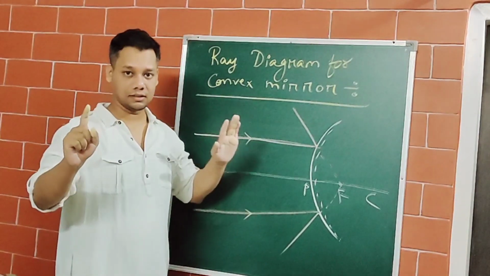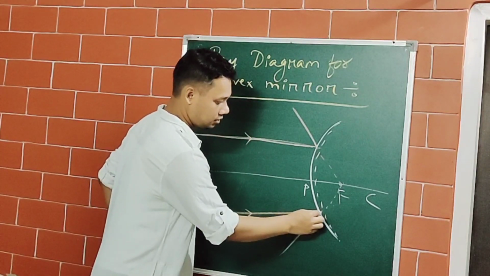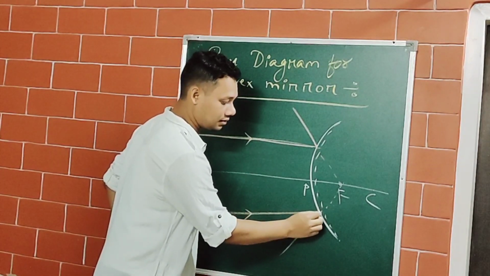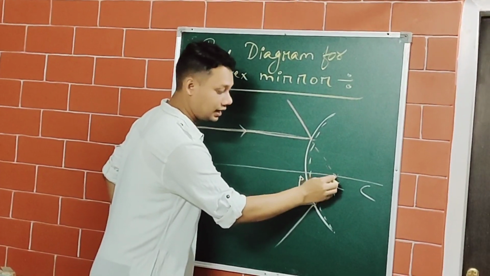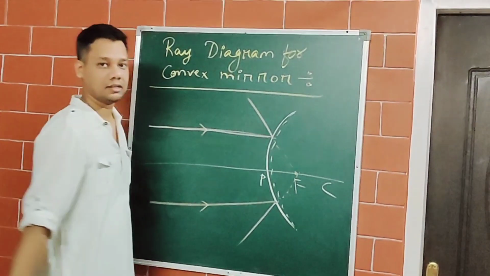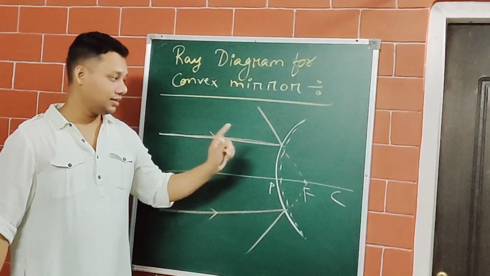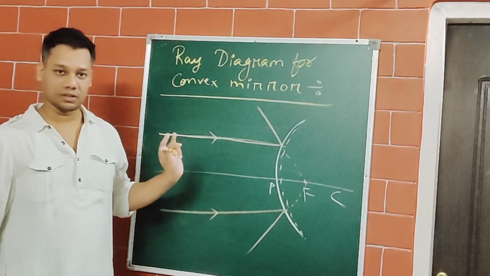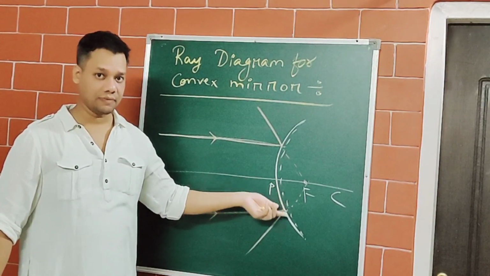But for this we have to extend the reflected rays backward. Then they will meet at focus. So the image will form at focus. This image is not naturally formed. We have produced it by ourselves. So this is a virtual image.